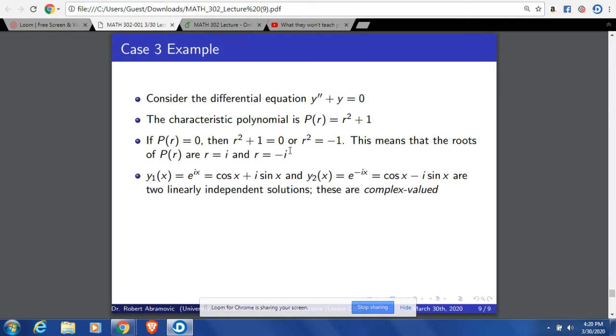cosine x plus i times sine x, and y2 of x is e to the minus ix, cosine x minus i sine of x. These are two linearly independent solutions, and these are complex values.